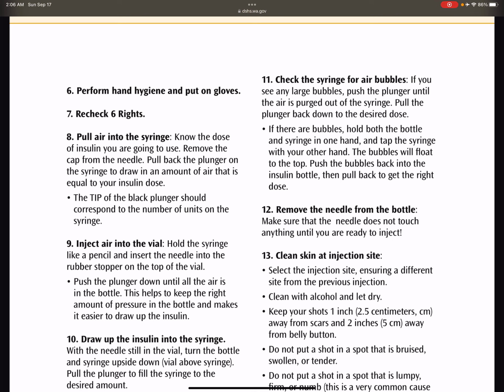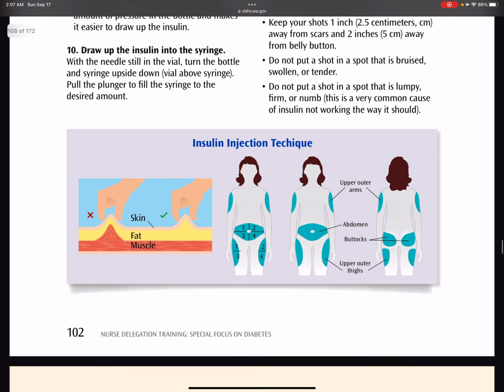Do not put a shot in a spot that's bruised, swollen, or tender. Or do not put the shot in a spot that's lumpy, firm, or numb. This is very common because of insulin not working the way it should. And then on the 14th step, you inject the insulin.